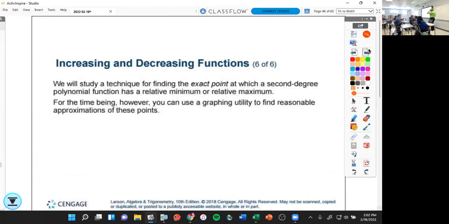We'll study a technique for finding the exact point at which a second degree polynomial function has a relative minimum or relative maximum. For the time being, we're going to use a graphing utility to find reasonable approximations.